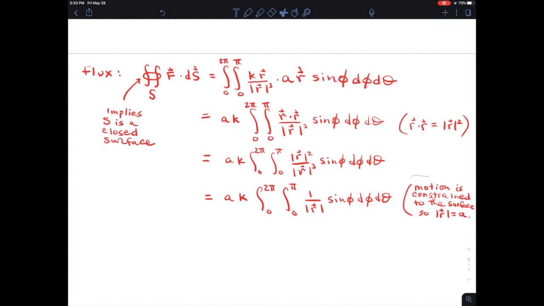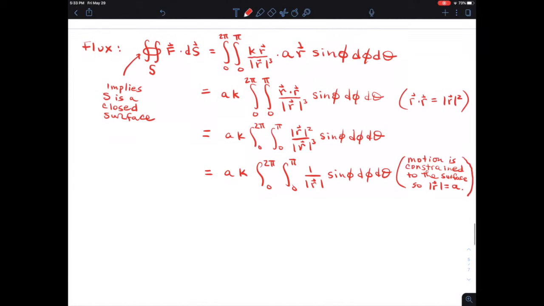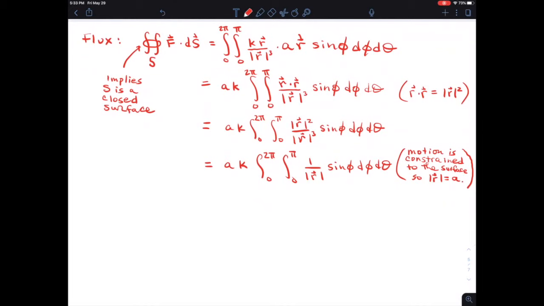Can you handle that? So that means I could get rid of that magnitude of r there. Now it's not your position vector that's constant. It's the magnitude of it that's constant. So you've got this a k integral 0 to 2 pi, integral 0 to pi. This is just 1 over a sine phi d phi d theta. So the a cancels.